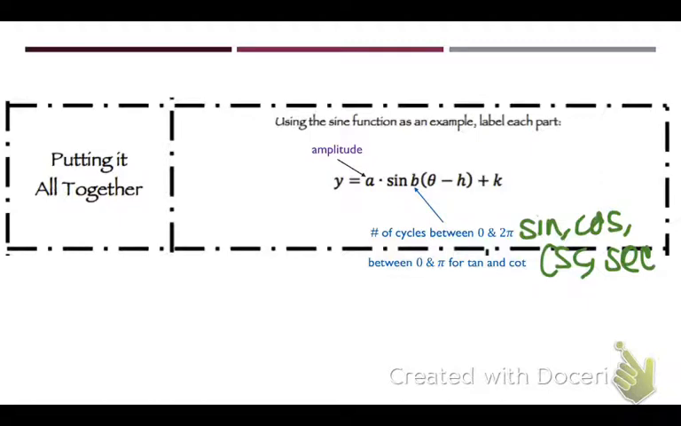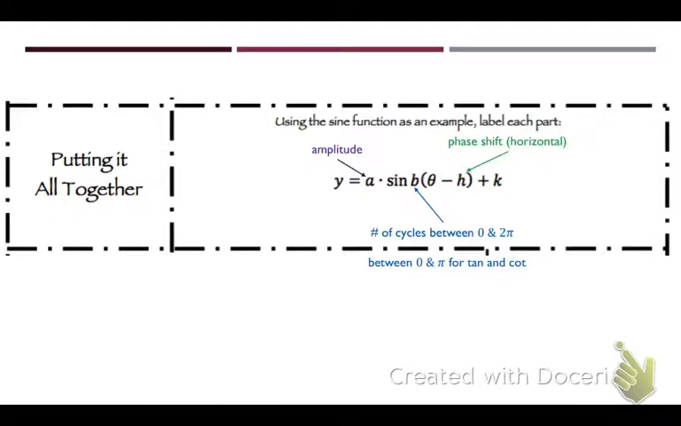And then H is your phase shift, horizontal. It's inside, that's going to move left and right, and that's opposite of what you think. K is your vertical shift. That's going to move up and down, and that's exactly what you think it's going to do. So inside is opposite, outside is exactly what you think it's going to do.